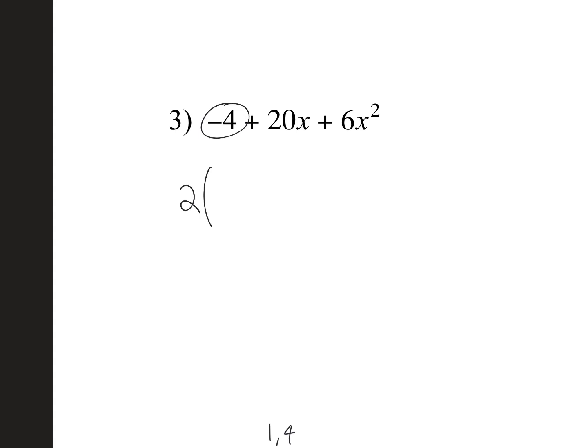All right, so we got to divide this by 2. We get negative 2 plus 10x plus 3x squared. Double check my work here. Yes, and we're good.